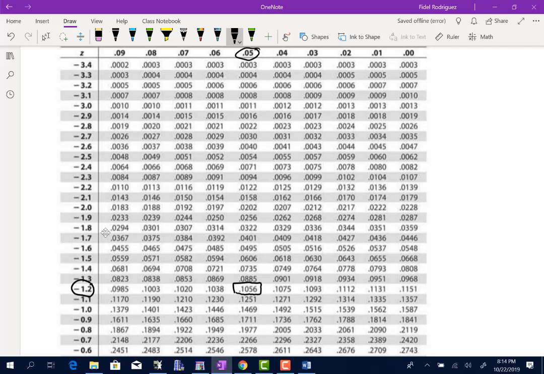Are you okay with how I'm coming up with these numbers? Are you okay with how I came up with the negative 1.25? Looking at my chart, the 1.28, we go to the second column. That's right. So if we wanted to go to negative 1.28, we would use that one right there. Better? Good. Okay, so guys, what number did we come up with?